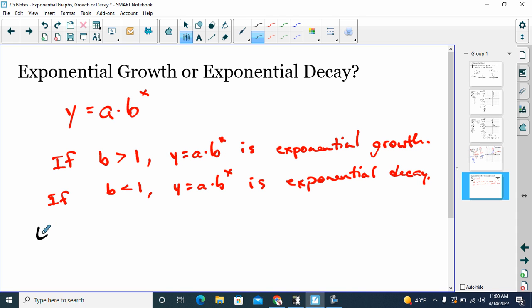So let's call this example 3. For each of these, I want you to answer this question. Do we have exponential growth or do we have exponential decay? And here we have y equals 2/3 times 5 to the x. So first of all, make sure you're looking at the right number. It's always whatever we raise to the x, in this case 5. 5 is bigger than 1. Because it's bigger than 1, it is exponential growth.